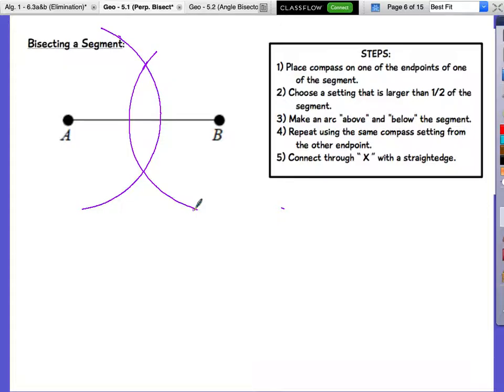It's kind of like part of a Venn diagram with the overlap there. You need the overlap. Raise your hand if you need help or have a question on making our X's, making our overlaps, making our two arcs, okay?